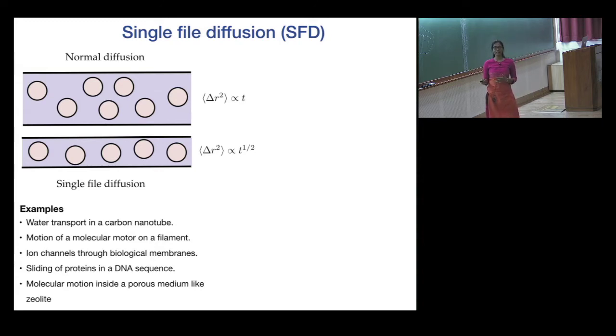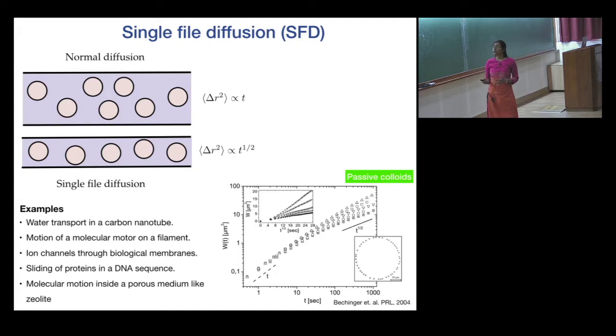Now the question is, why do we study single file diffusion? Because there are lots of real life examples, like water transport in a carbon nanotube, motion of molecular motors on a filament, or ion channels through a biological membrane, and a lot more. Single file diffusion has already been studied for passive particles, analytically well studied, and also in experiments. This is an experimental setup with optically trapped passive colloids, and the mean square displacement of those particles asymptotically shows subdiffusive behavior. Now we ask the question, can we see this kind of subdiffusive behavior if we take active particles?